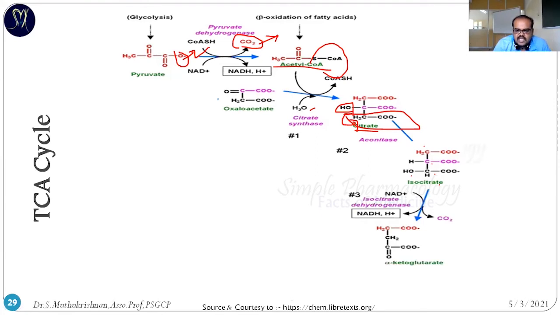Then this isocitrate is further converted into alpha ketoglutarate. The enzyme responsible is isocitrate dehydrogenase. So what exactly happens here? The same thing, CH2CO is the same. Here the carbon dioxide is removed. That means this CO2 is removed, the CO bond at the second position. So that CO2 is removed, and CH2 CH is there.